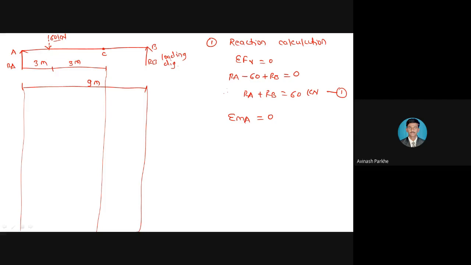At which point I have to take the moment? I have to take the moment at point A. That means summation of MA is equal to 0. Now, this is point A, which is present at the left side. Now, to the right side of this particular point A, how many forces are present? 160 kilonewton force is there, which is applied in the downward direction. This is one force. And RB, this is also one of the forces.